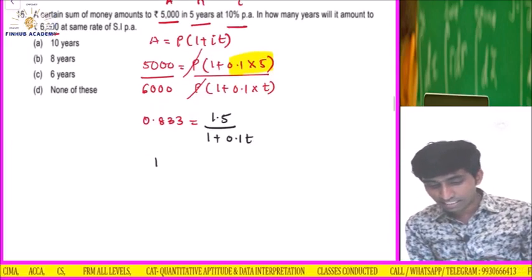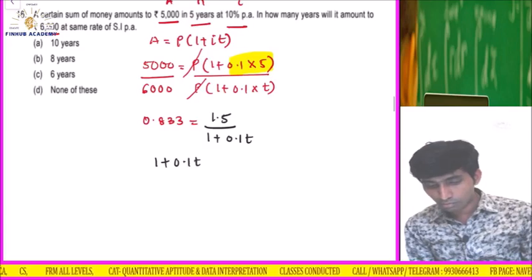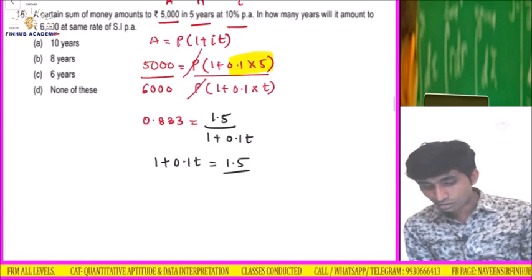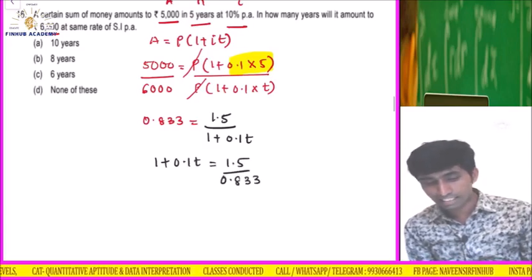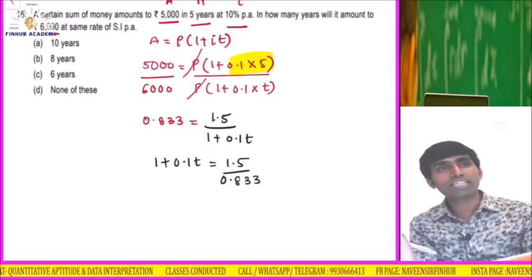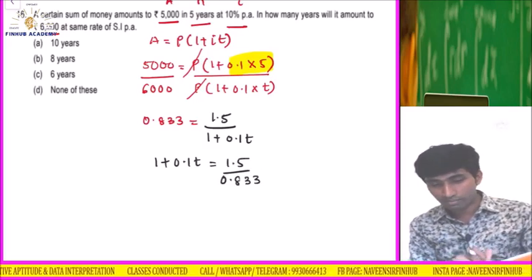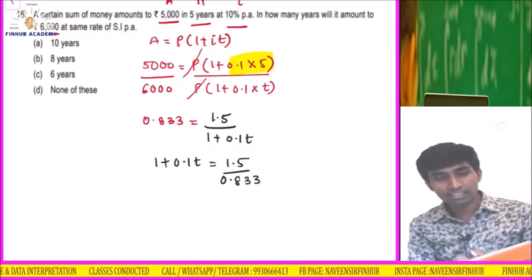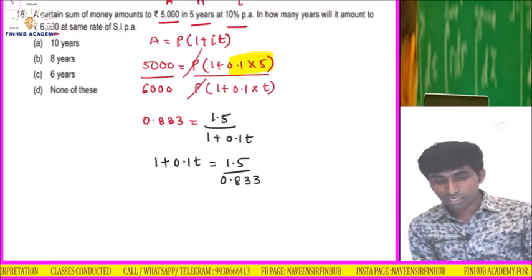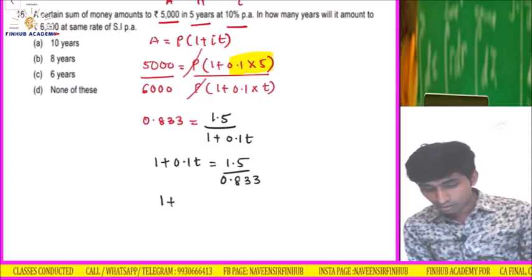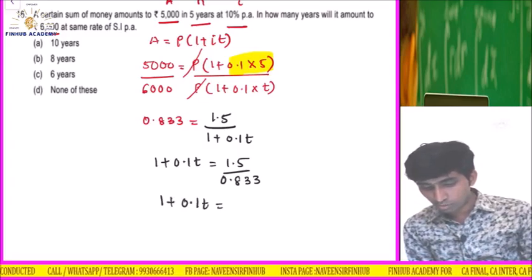I will interchange the sides. 0.1 plus 0.1 t is equal to 1.5. Take on your calculator 0.8333 recurring, full calculator, so that you will get the exact answer. So 1.5 divided by 0.83333 full, I am getting 1.8. So 1 plus 0.1 t is equal to 1.8.